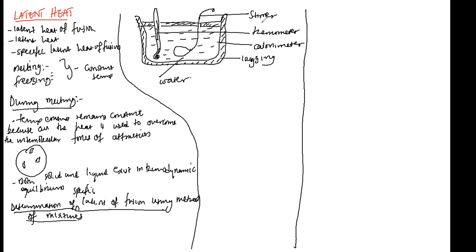Now, a calorimeter of known specific heat capacity, CC. This is the specific capacity of the calorimeter. It is weighed when empty. You first weigh it before putting in the water, and you get its mass, MC, which is the mass of the calorimeter. It is half filled with warm water of known specific capacity, the specific capacity of the water.